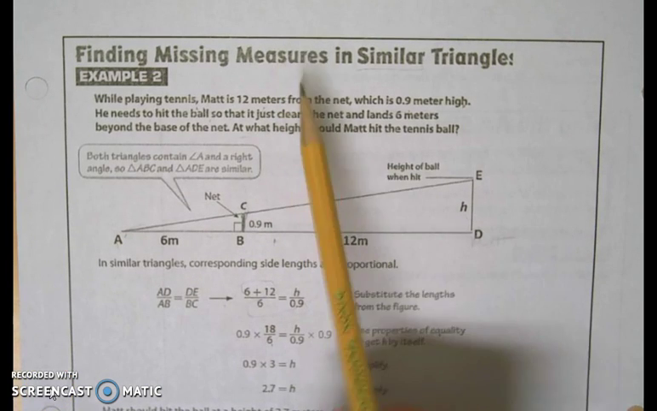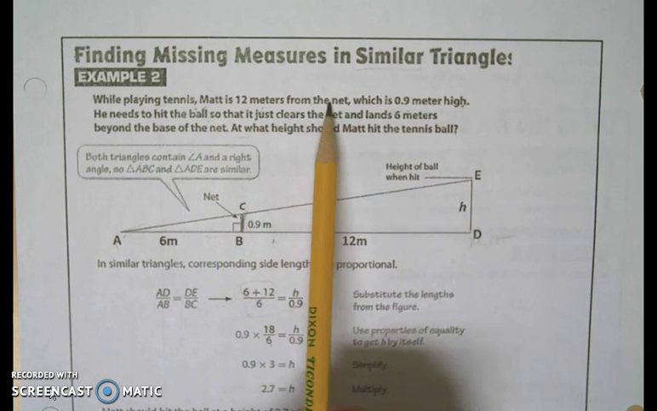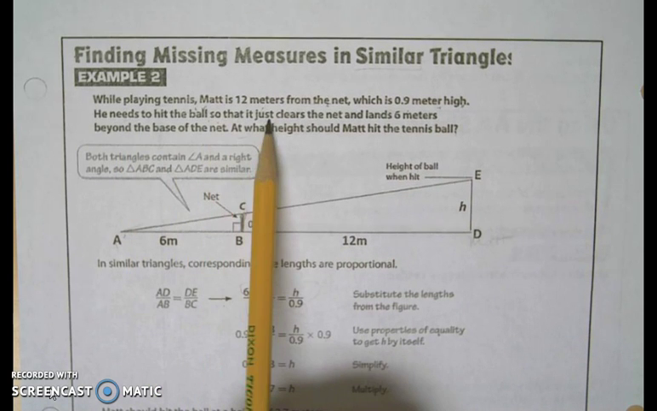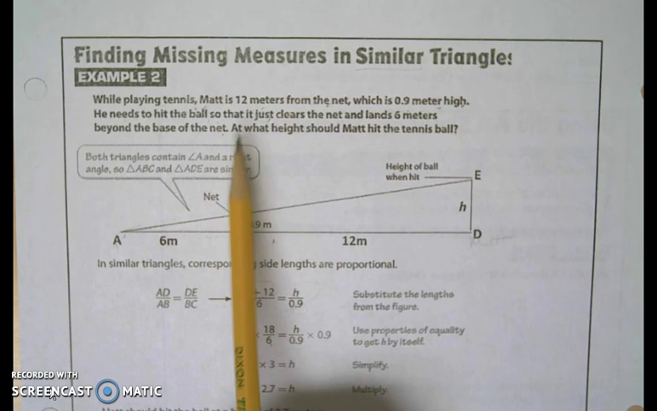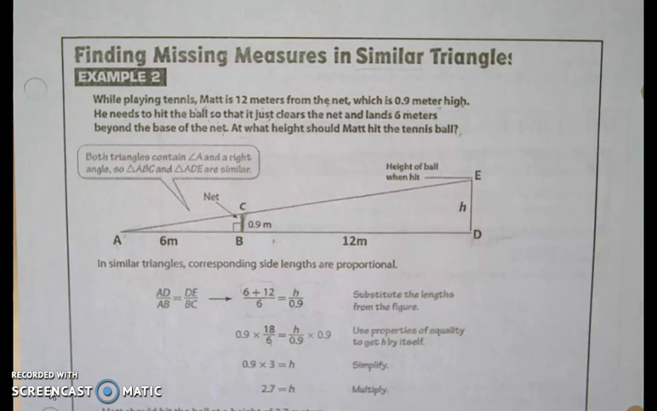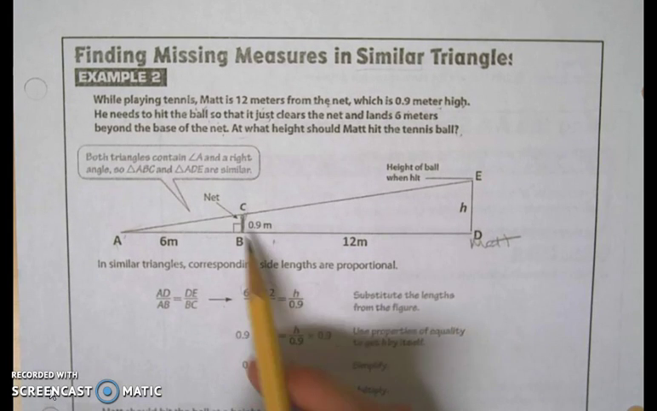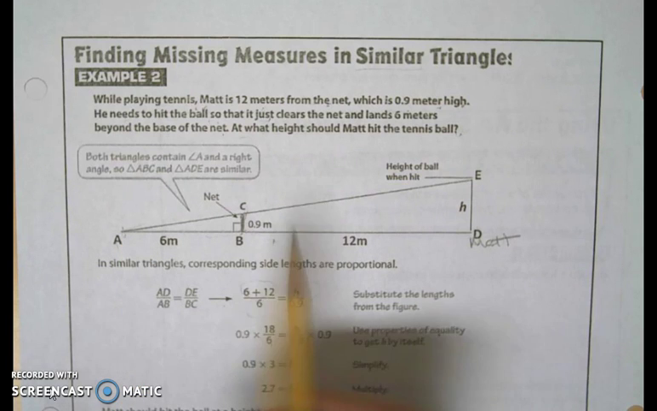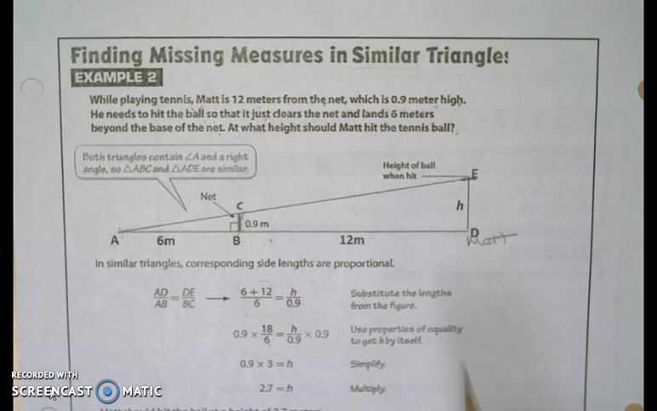Finding missing measures in similar triangles. While playing tennis, Matt is 12 meters from the net, which is 0.9 meters high. He needs to hit the ball so that it just clears the net and lands 6 meters beyond the base of the net. At what height should Matt hit the tennis ball? This is Matt, 12 meters from the net, and he wants the ball to land 6 meters from the net. The net is 0.9 high, so how high must he hit the ball?